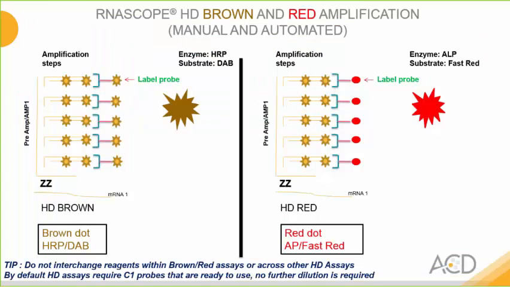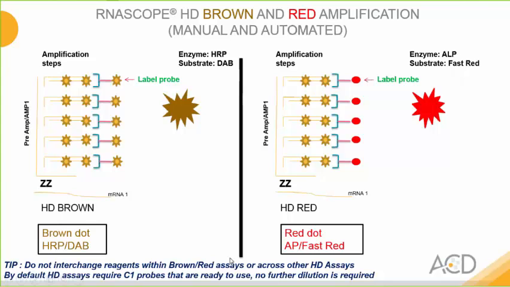Okay. So let's take a closer look at the amplification schematics. The amplification cascade starts with the pre-amplifier binding to the tail sequence of the double Z probe pair, followed by the amplifier and label probe binding. The label probe is conjugated with either HRP or the AP enzyme. By reacting with a DAB substrate or a fast red substrate, a brown or red color is developed. So a few points to note.